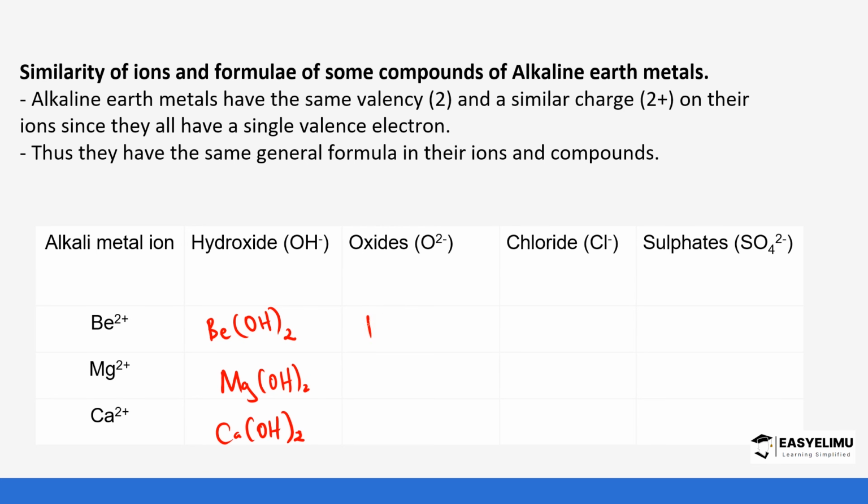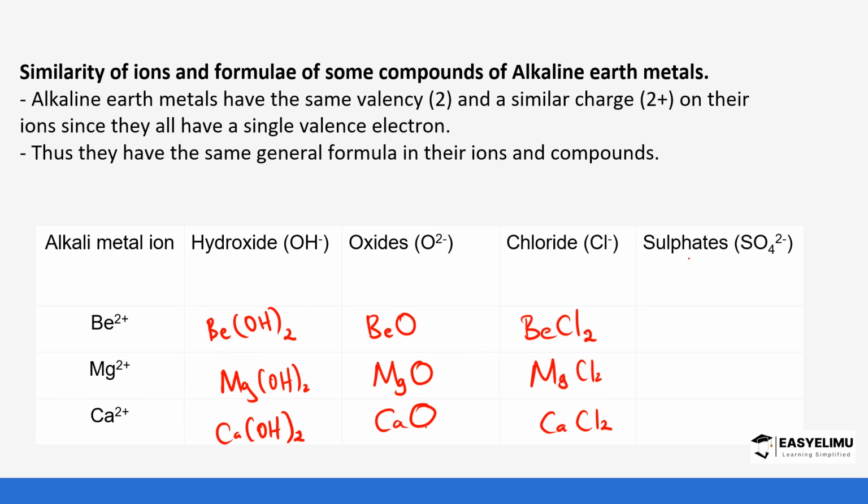So beryllium oxide, the 2 will cancel because the oxidation number of oxygen is also 2. Magnesium oxide will be the same. The valency of magnesium is 2 and oxygen is 2, so they cancel each other. Calcium is still the same. Beryllium chloride, the valency of chlorine is 1 and the beryllium is 2, so this becomes the formula. The same applies also for magnesium and calcium.